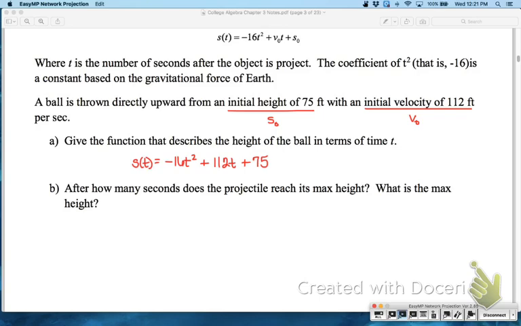So, first question, this parabola that we would get from this equation here, thank you. Would this be a parabola that opens up or down? Down. How do we know?